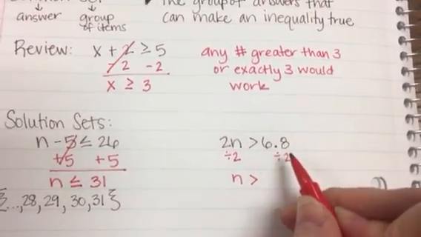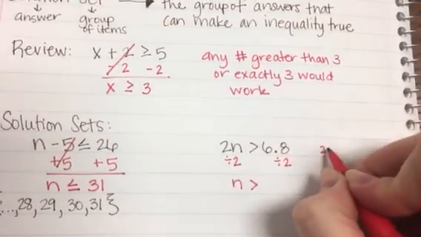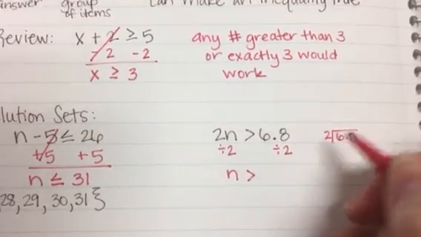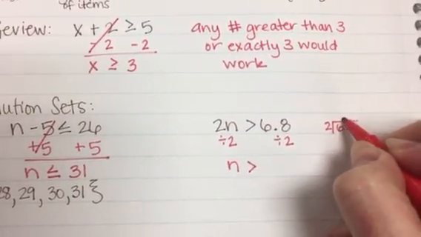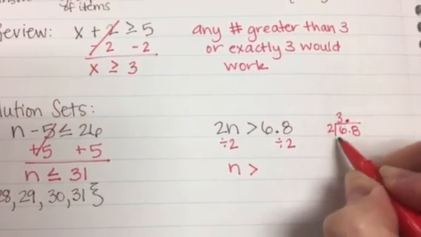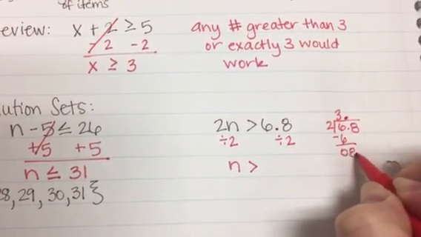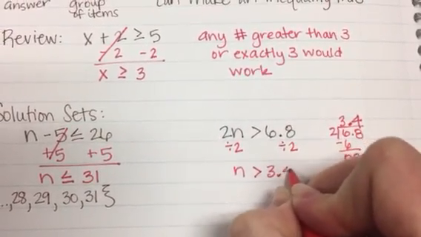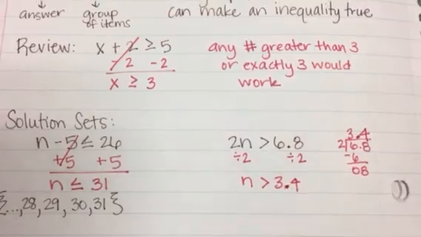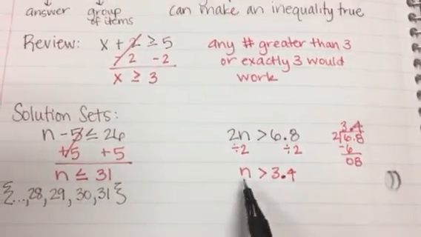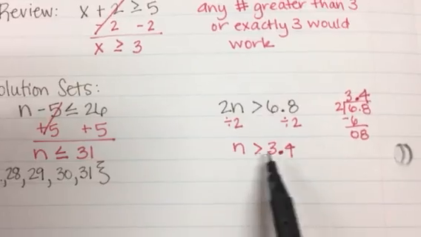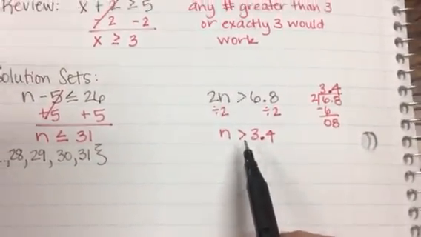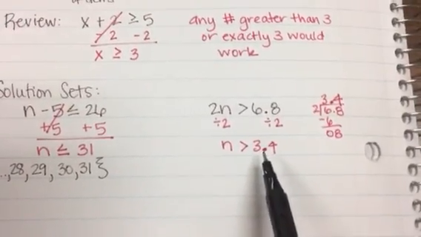And if you do 6.8 divided by 2, if you want to do it over here with me, you can. Of course, you're getting to use your calculator, but if you didn't have a calculator, you could do this. Put our decimal in place. That goes in 3 times. And that goes in 4 times. So my answer here is 3.4. So this says that n could be anything greater than 3.4. Now notice it can't be 3.4 this time. It could be anything greater than 3.4.